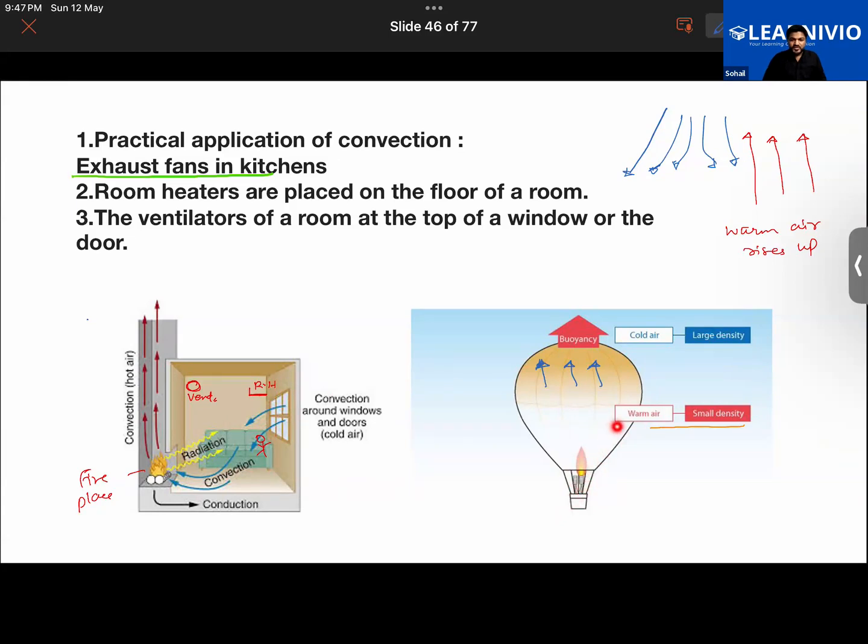Since warm air has less density, this burner will be warming up the air, and the warm air will keep on rising. It will apply a rising force above it, which is called buoyancy. It's the same kind of force that, for example, if you were to invert a glass and try to push it into a bucket of water, do you find it difficult to do so?